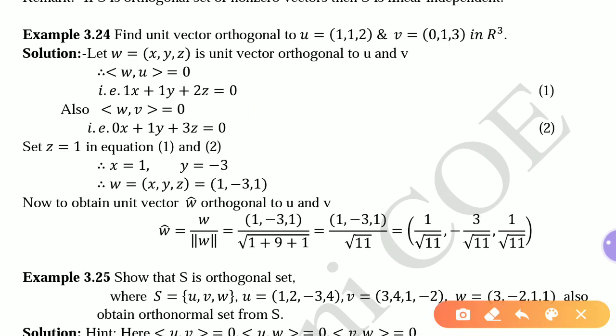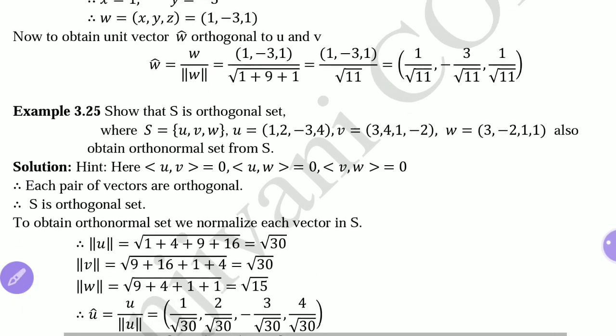Now to obtain the unit vector, we divide that vector w by its norm. When you divide the vector w by its norm, you get the unit vector, and the length of this final vector will be 1. You know how to calculate the norm: add the square of every element and take the root. Dividing w by its norm gives the unit vector w cap, which is the notation used for unit vectors. In that way you can determine a unit vector orthogonal to the given set of vectors.